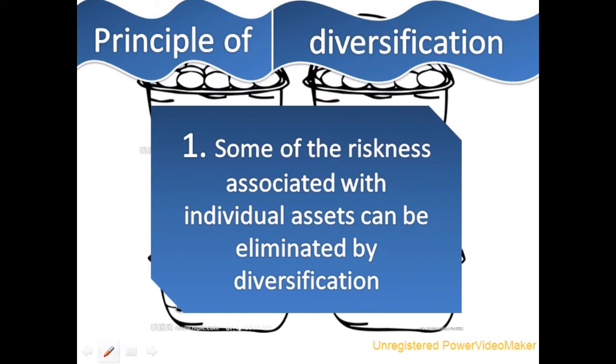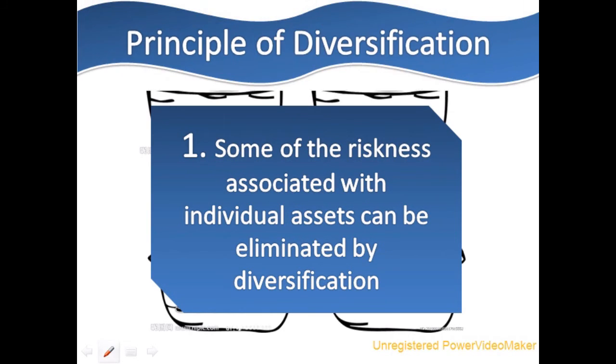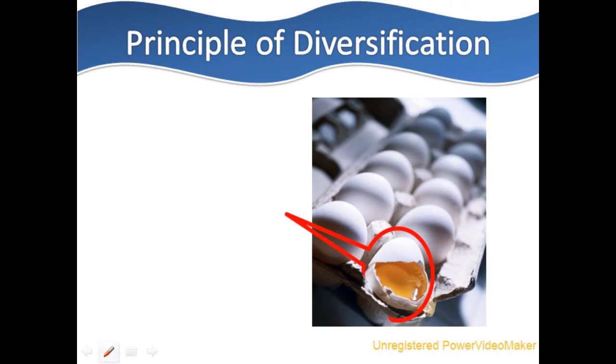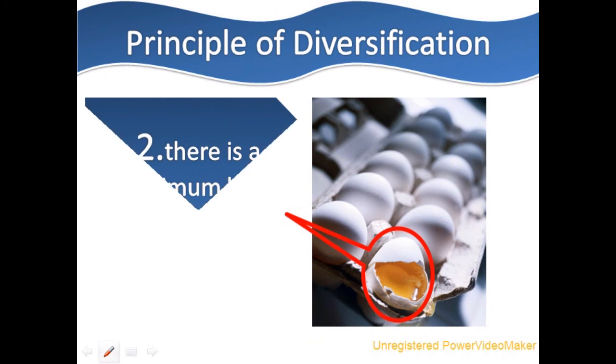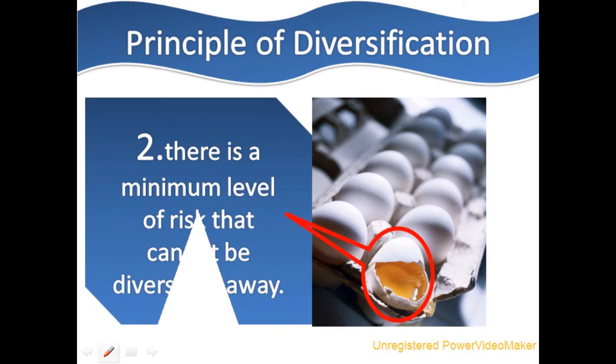Some of the riskiness associated with individual assets can be eliminated by diversification. However, you can never avoid a broken neck. So the second point of the principle is that there is a minimum level of risk that cannot be diversified away.